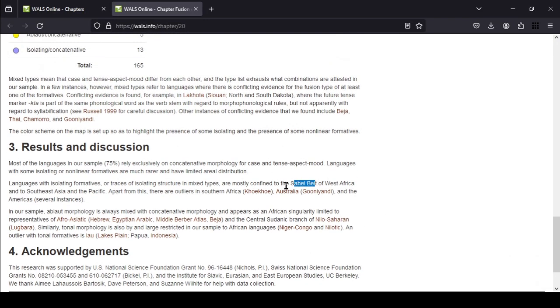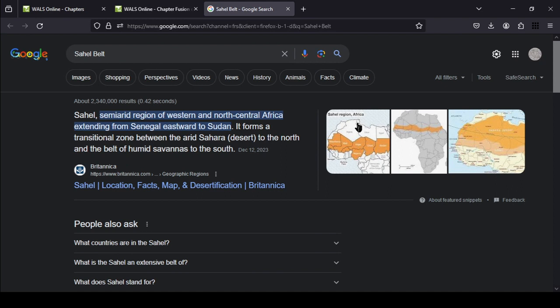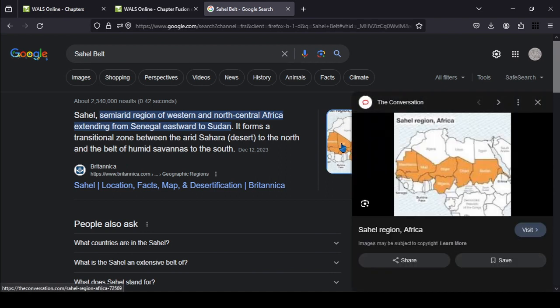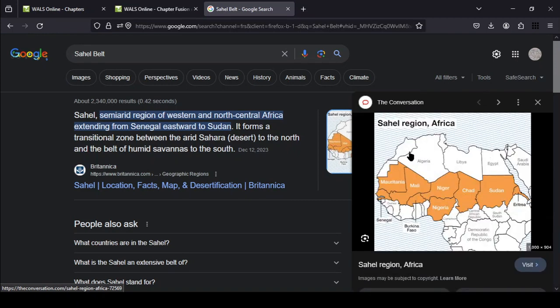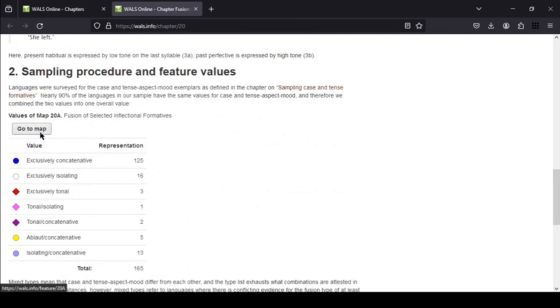What is that? Let's learn about geography. Okay, so this is the Sahel belt. So it's like right under what I would consider to be the Middle East part of Africa. It forms a transitional zone between the arid Sahara Desert to the north and the humid savannas to the south. So, let's bring up the map again. Can I do this? Yes, I can.